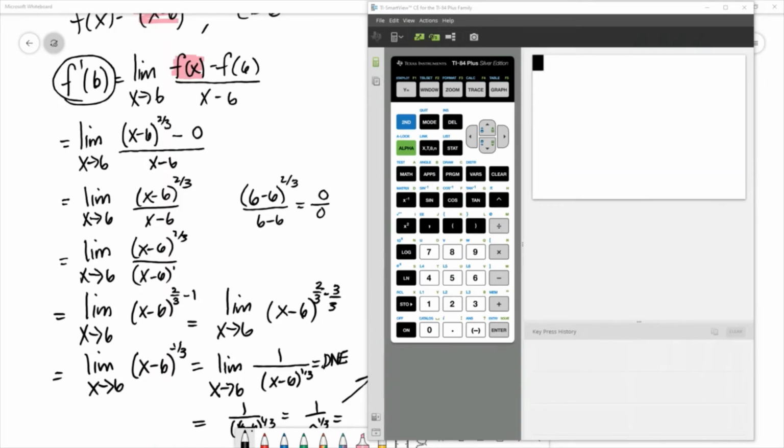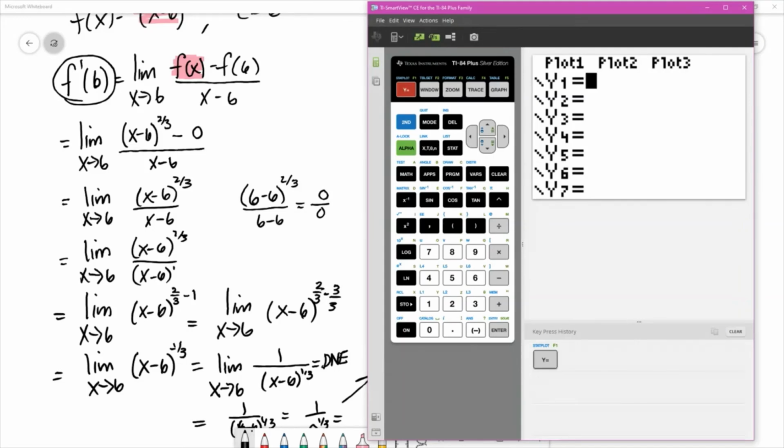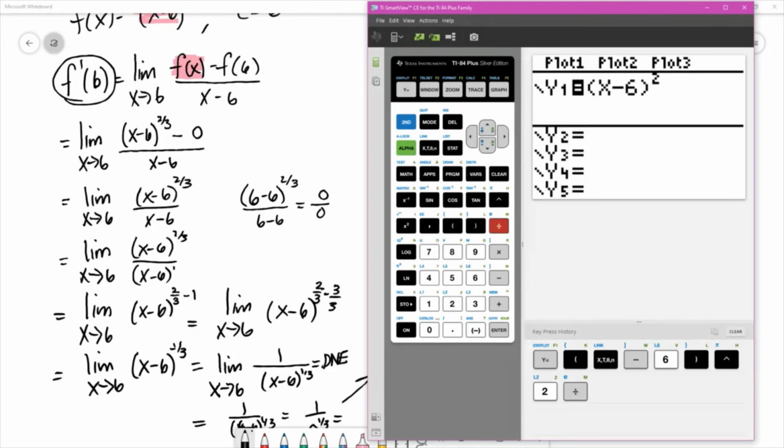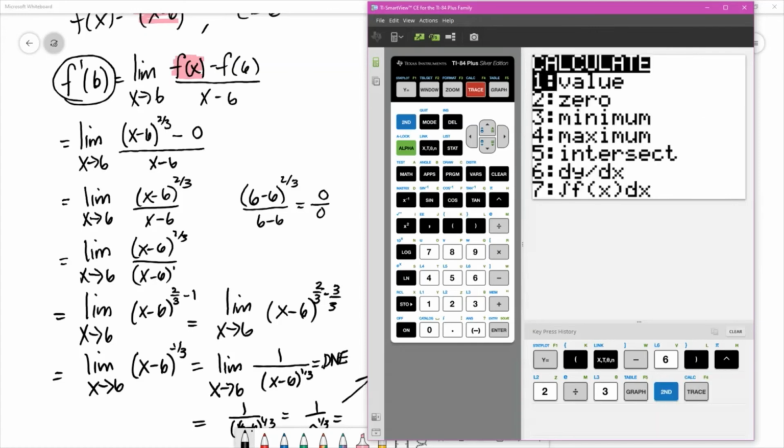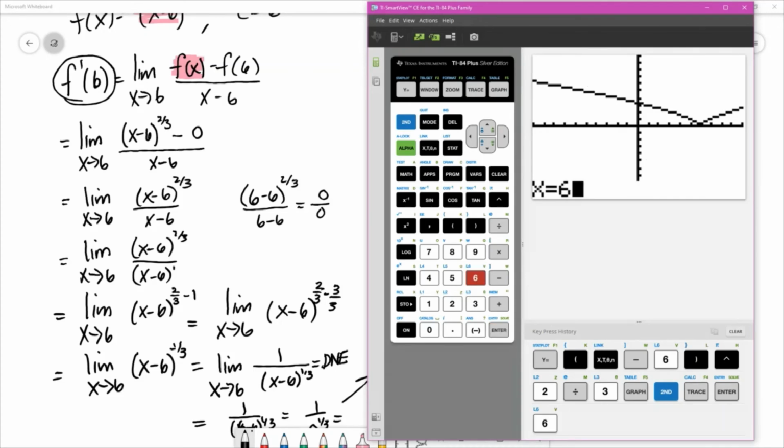Okay, so we've seen that the derivative does not exist at the point x equals 6. So let's see what that looks like graphically and why the derivative would not exist at that value. So what I want to do is type in my function into the y equals menu, and my function is x minus 6 to the 2/3 power. Let's take a look at the graph. And I'm going to show you on the graph where x equals 6 with the cursor by hitting second calc, number 1 value. I'm saying a value of 6. So now you can see my cursor blinking at that value of x equals 6.